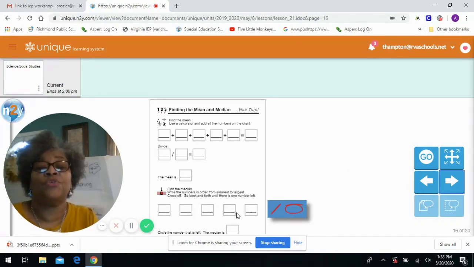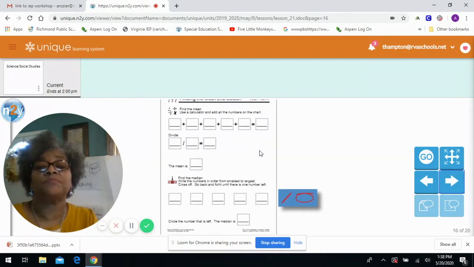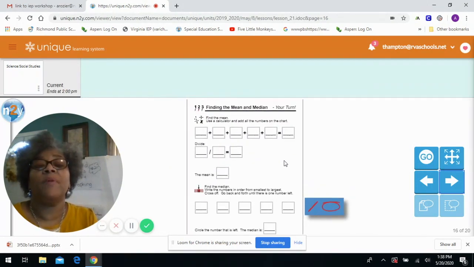All right. So you're going to do this. You're going to use the mean and use the calculator to add the numbers from the chart. All righty. And so remember, when we put the numbers in the chart, you will be circling your mean and mode. So what is the mean?